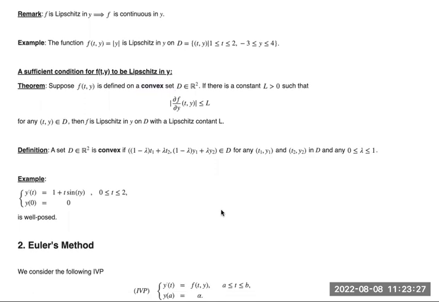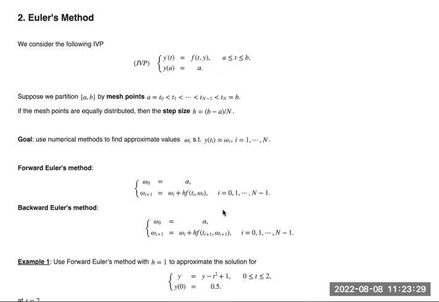Okay, now let's move on to the numerical part, the solvers. The very first solver is called the Euler method. As you may have heard, there is forward Euler and backward Euler, and these are the methods we're going to talk about.